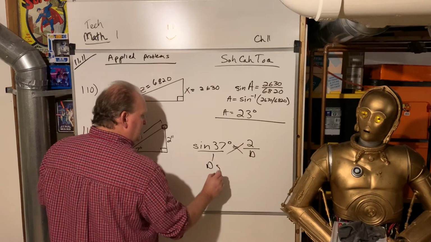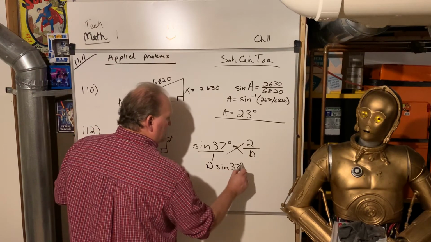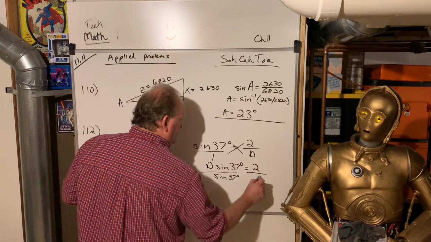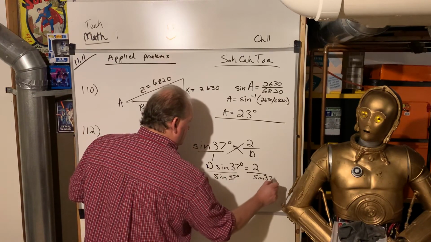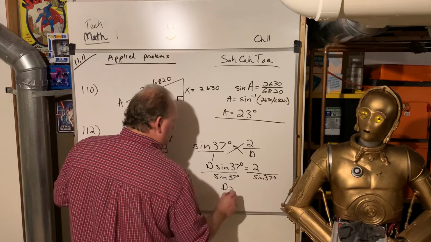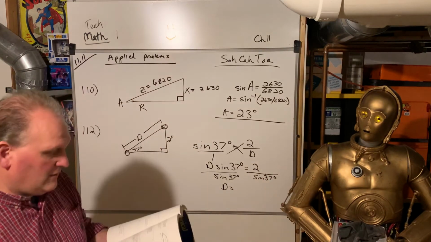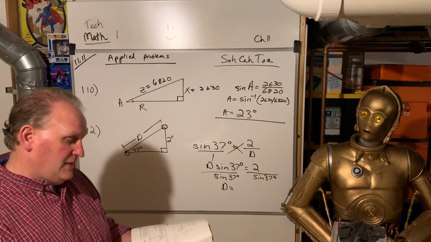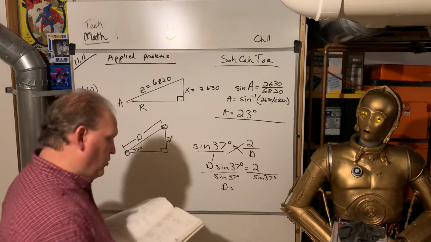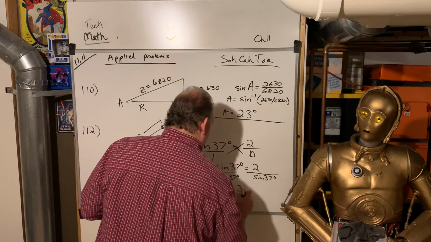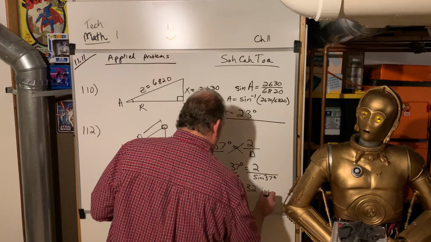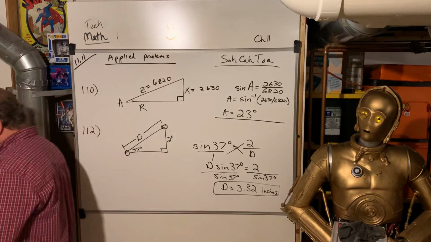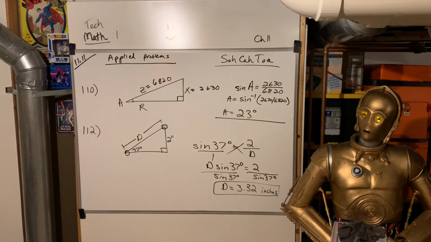So D times the sine of 37 degrees is equal to 2, and then divide both sides by the sine of 37 degrees. And so D is equal to, and you divide that out and round, what do they want, to hundredths place. So that should be 3.32 inches. Okay. And that is it for chapter 11.